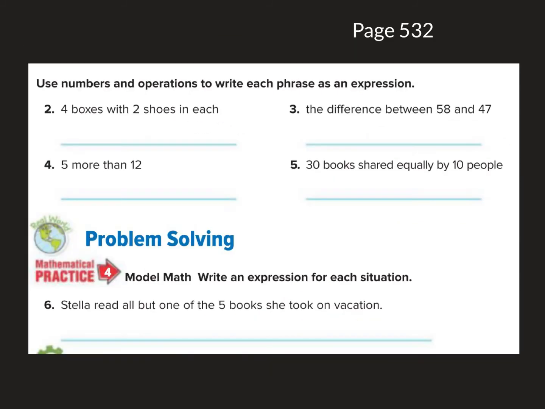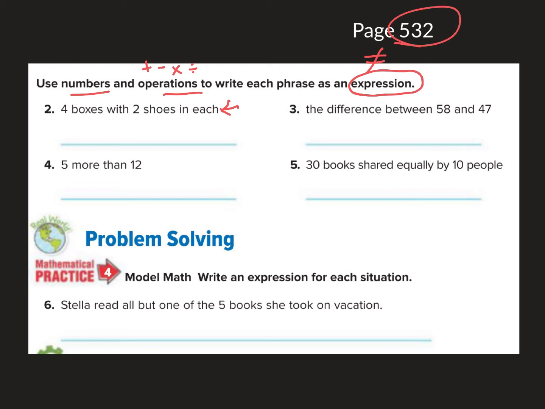All right, it says use numbers and operations. That's just adding, subtracting, multiplying, and dividing. Those are our operations. To write each phrase, these are called phrases. They're short sentences, so they're not like a complete sentence. They're just short bits, phrases, as an expression. No equal sign. This is page 532, by the way. Sorry, I need to start saying that at the beginning.